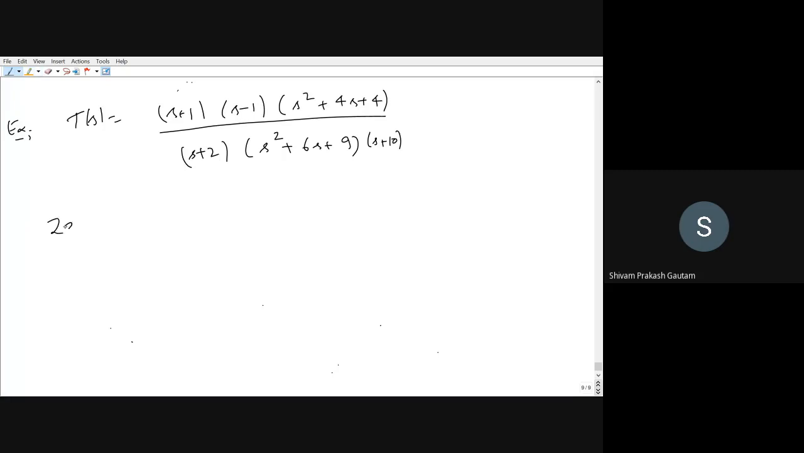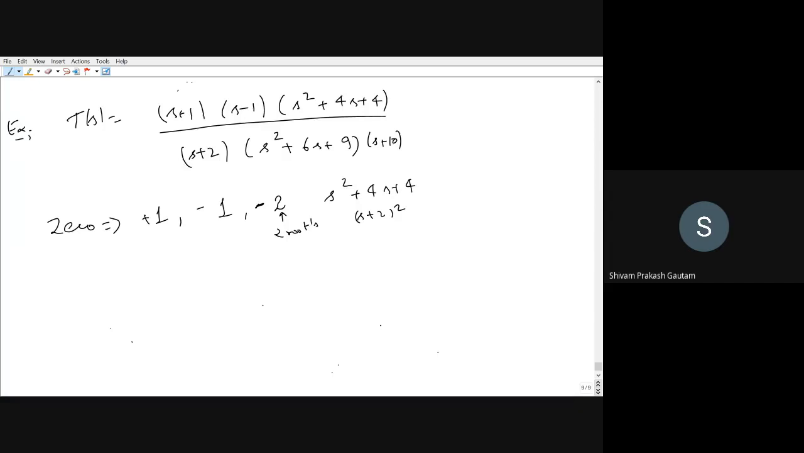Can you first look at what the zeros are? Zeros are at minus 1, 1, and minus 2. Why minus 2? Sir, s square plus 4s plus 4 is s plus 2 whole square, that's why. So there are two roots at minus 2 and minus 2. Just keep this in mind. There are two roots.